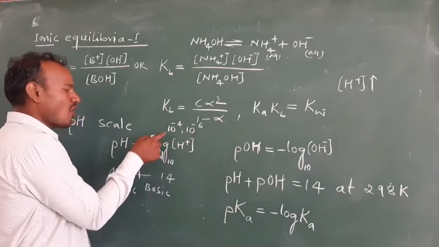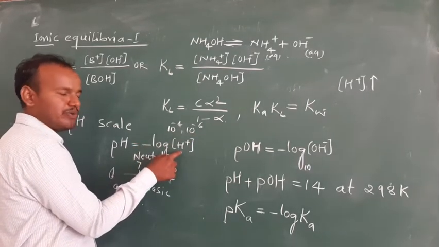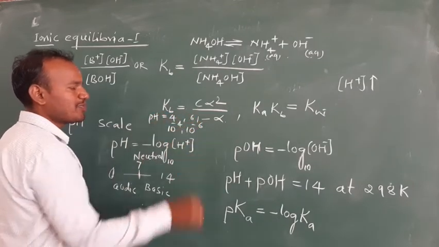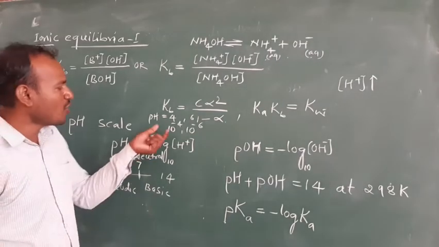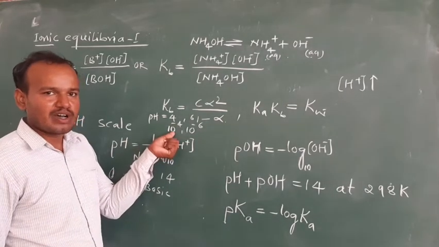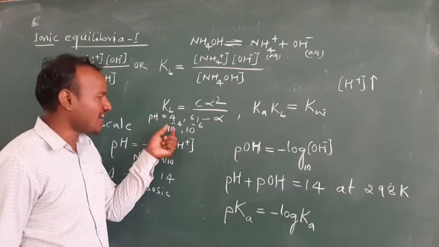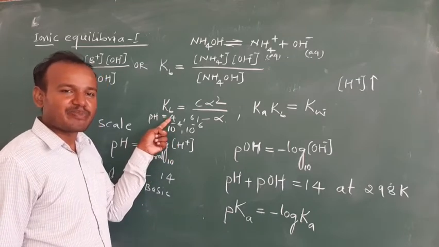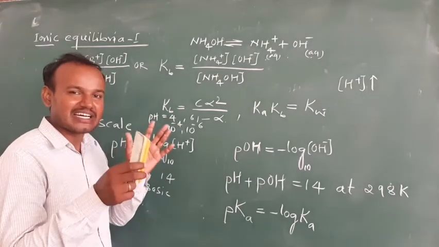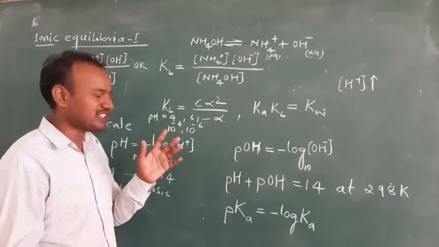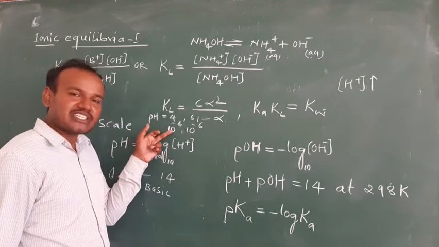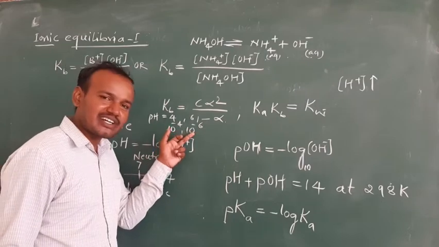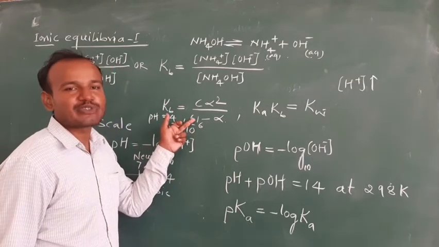When you take minus log of this value, in one case you will end up with pH equal to 4, in another case pH equal to 6. So for lower concentration of H plus ion, and for higher concentration of H plus ion, will we end up with a higher value of pH or lower value of pH? Lower value of pH. They are vice versa, a reciprocal relation. If H plus ion concentration is more, the pH value is less. If H plus ion concentration is less, the corresponding pH value is high.